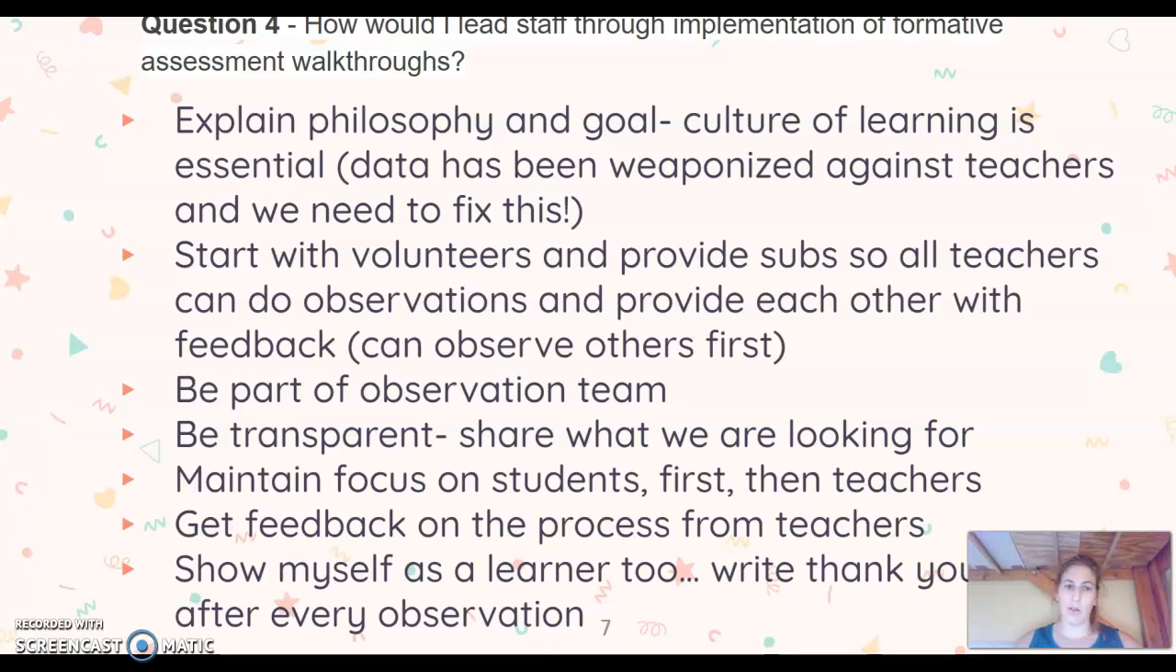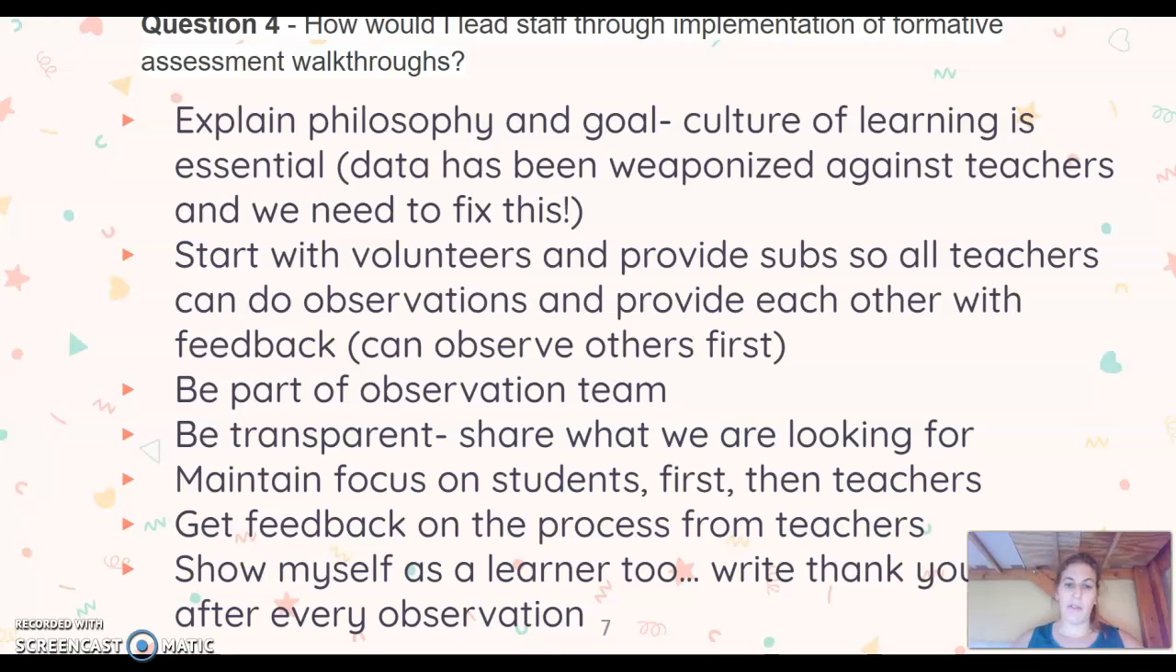So I would like to start with the volunteers and then provide each other with feedback on what they observed. Again, it's not about criticizing, it's about learning. As a leader, I would be part of that observation team. Again, that transparency: what are we looking for? That's sharing those 7 things that we're going to be looking for, so it's clear, it's not a mystery.